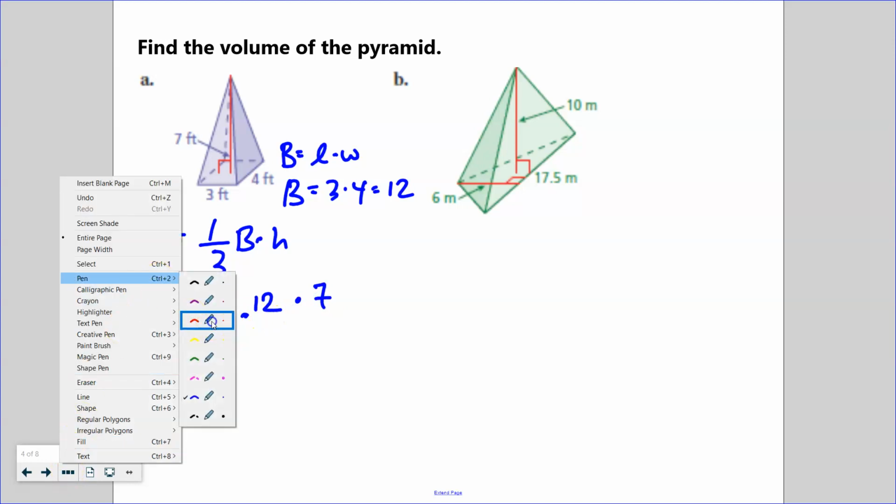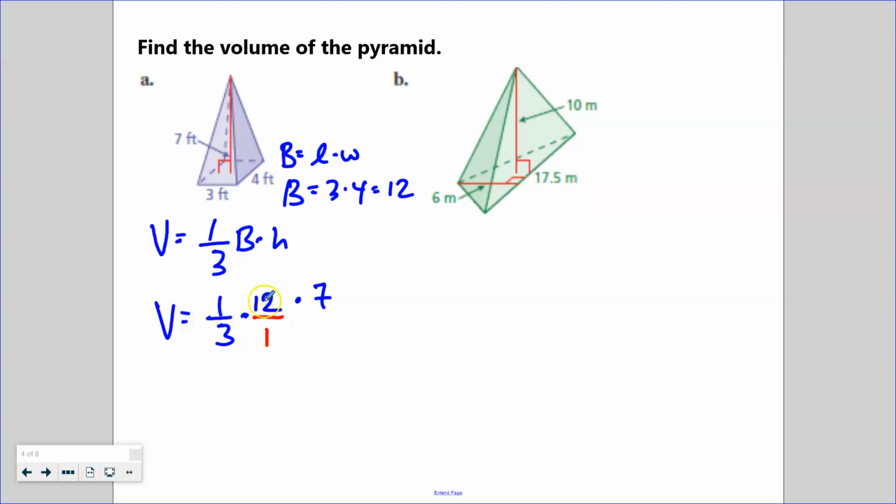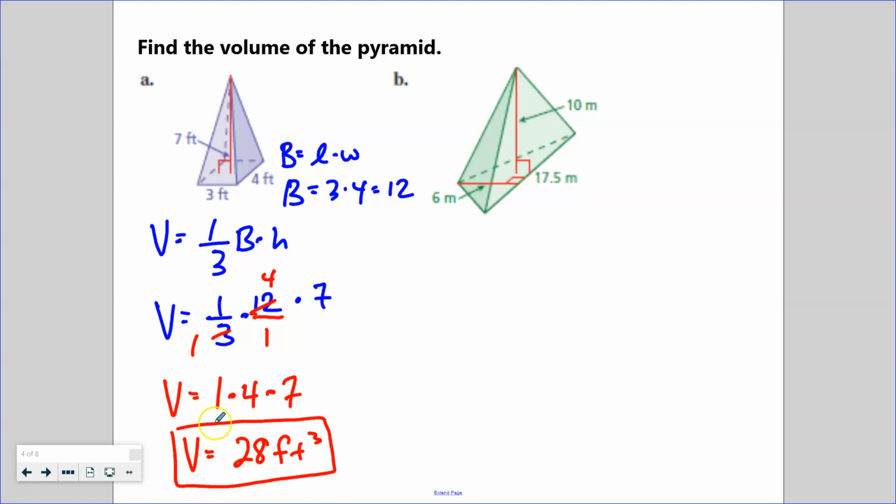And again, making it a fraction, I can cross cancel, right? And so now I have volume equals 1 times 4 times 7. So 1 times 4 is 4, times 7 is 28 feet cubed. Right? So again, volume is the space inside of that shape.